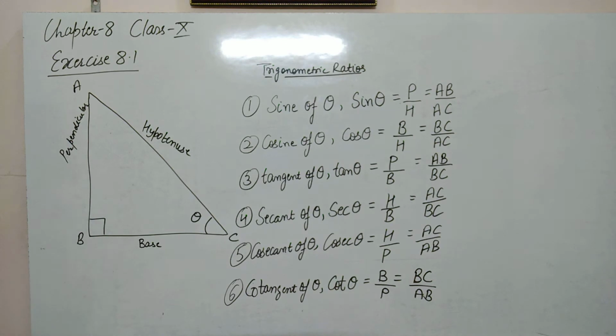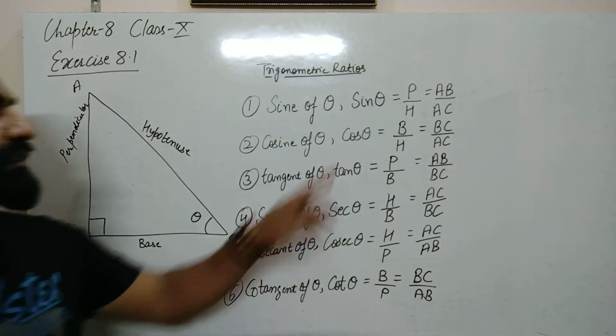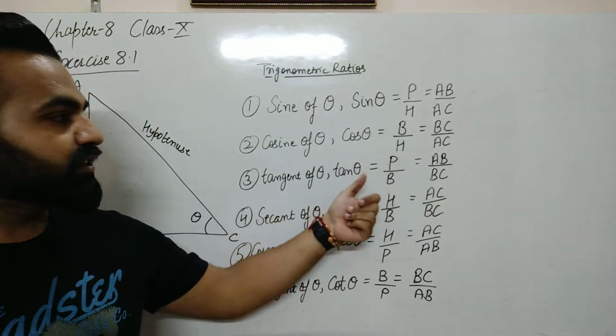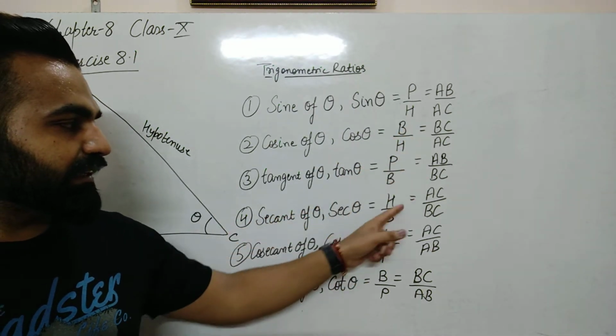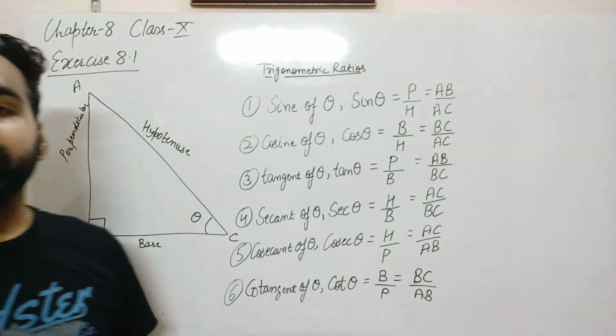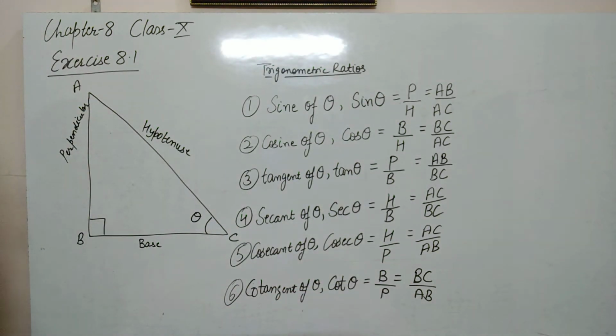Clear? So these are 6 trigonometric ratios. Sin theta, sin of theta P by H, cos theta B by H, tan theta P by B, secant theta H by B, cosecant theta H by P, and last one is cot theta B by P. Clear everyone?